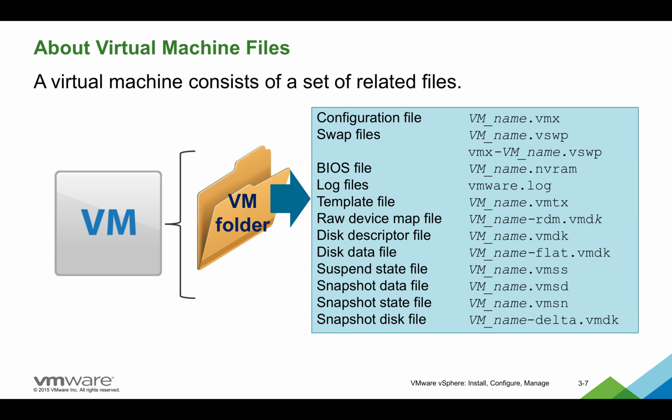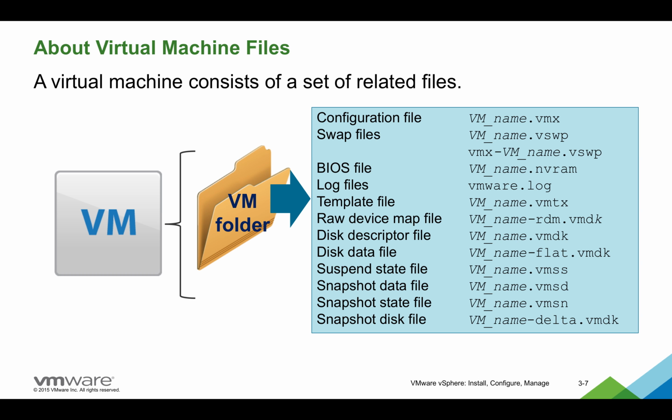The .vmtx is the template file, and it can create a VM and convert to a template. It can't be powered on, but is used for deployment. To use it, you copy the template or clone it to a live virtual machine. This replaces the .vmx when a virtual machine is converted to a template file.